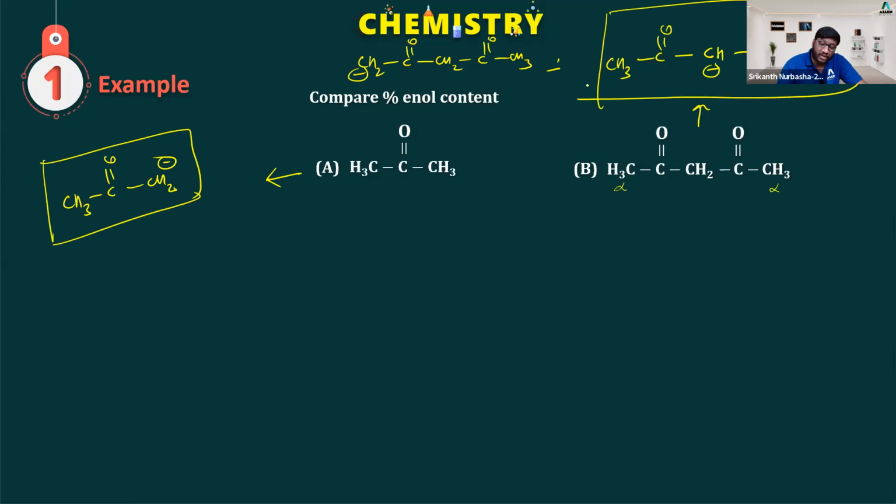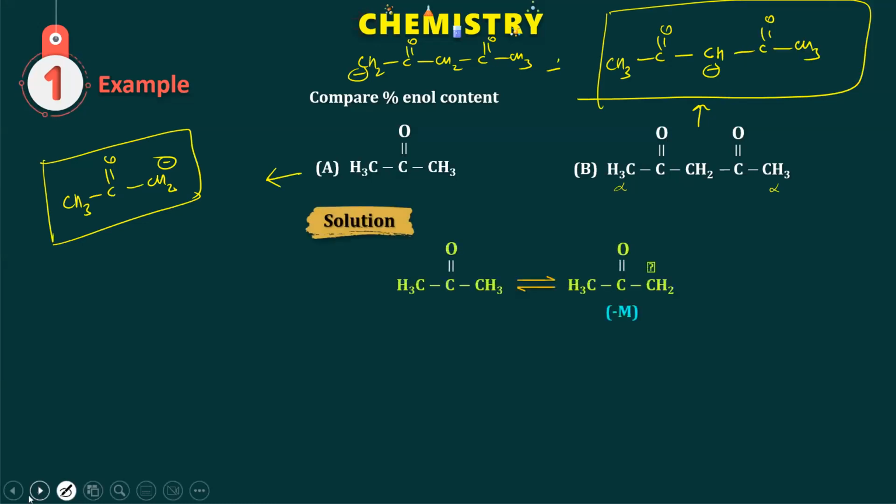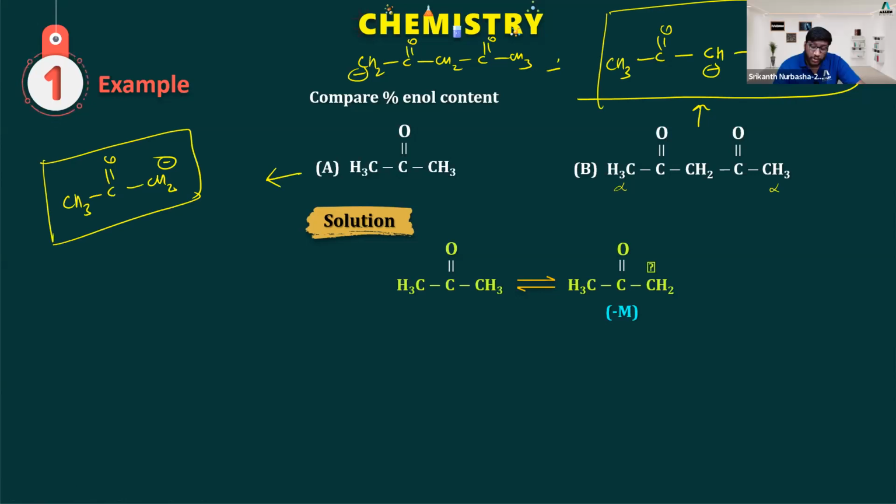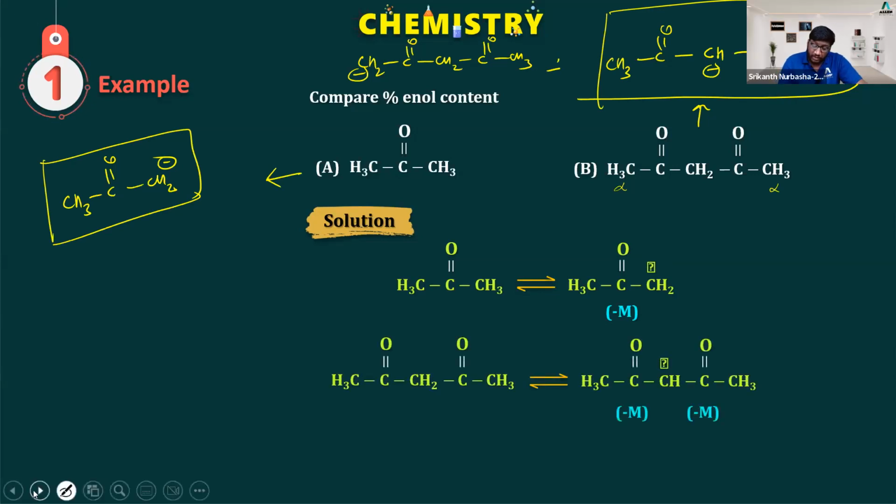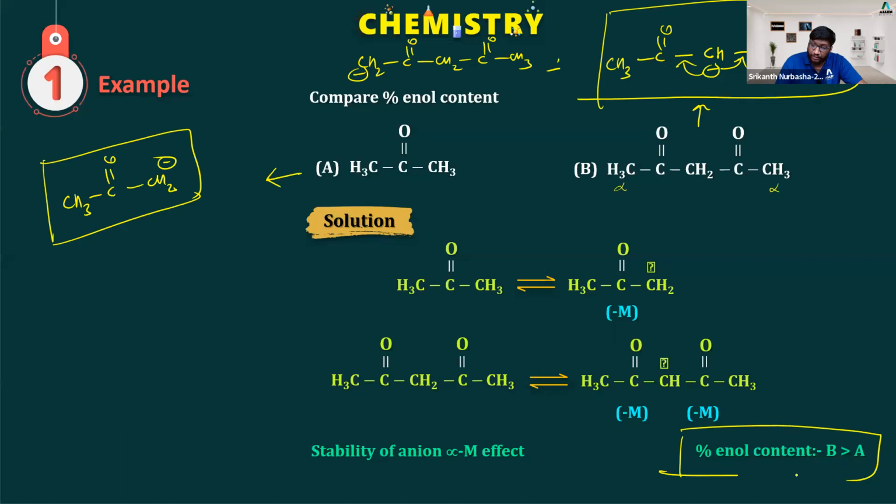Of course, which anion is more stabilized, in A1 or B1? B1, because the negative charge is in resonance with two C double bond O groups. So there is resonance on both sides. So where is the enol content going to be high? The stability of the anion is directly proportional to the minus M effect, that is, electron withdrawing groups are more here. So more acidic hydrogen is present in case B, so B is going to be more stable. So the percentage of enol content is greater in B than in A.